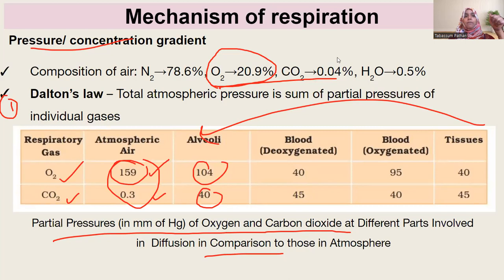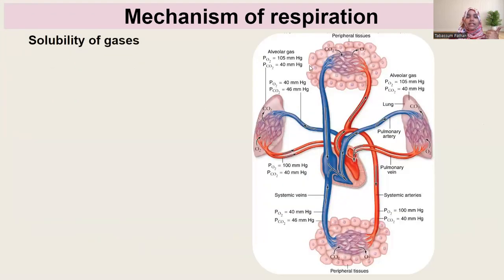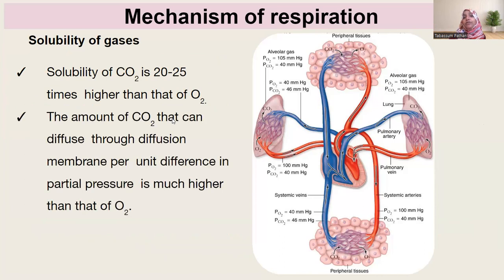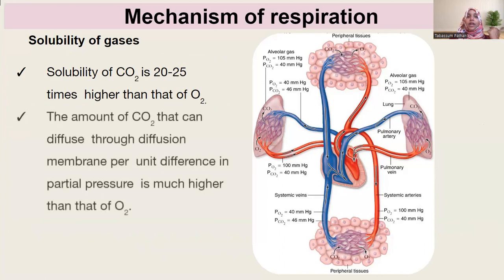So one factor is the pressure and the concentration gradient. How much is the oxygen, how much is the carbon dioxide? That will determine the exchange of oxygen and carbon dioxide between the blood, the tissue, and the alveoli. Then the next factor is the solubility of the gases. So out of the two, carbon dioxide is more soluble. It's 20 to 25 times higher than that of oxygen. It is more soluble as compared to that of oxygen. Okay. So the amount of carbon dioxide that can diffuse through the membrane is way higher in terms of partial pressure also as compared to that of oxygen.